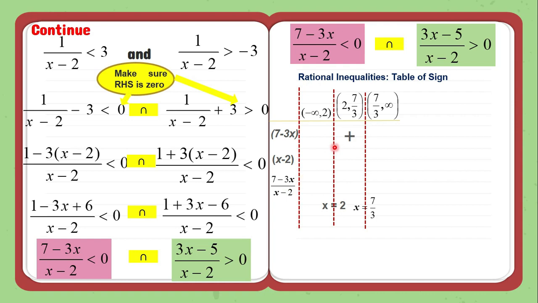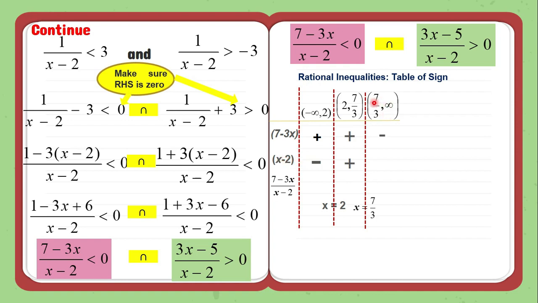So firstly, we can substitute any value between 2 and 7 over 3. I choose 2.2 here. You substitute 2.2 into this factor, then you get positive. Also for this one, 2.2, you get a positive sign. Then for this interval, I choose 0. Substituting into this factor, you get plus, and also substituting 0 here, you get minus.